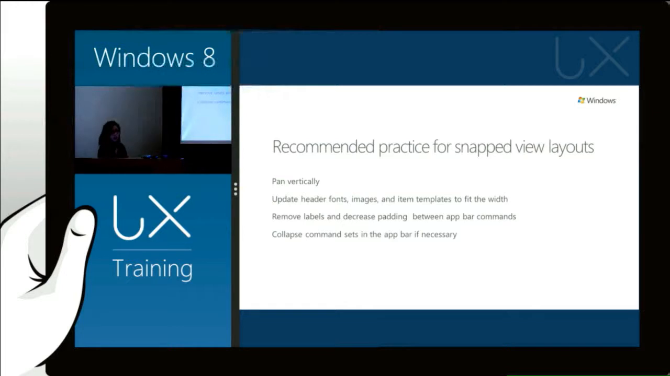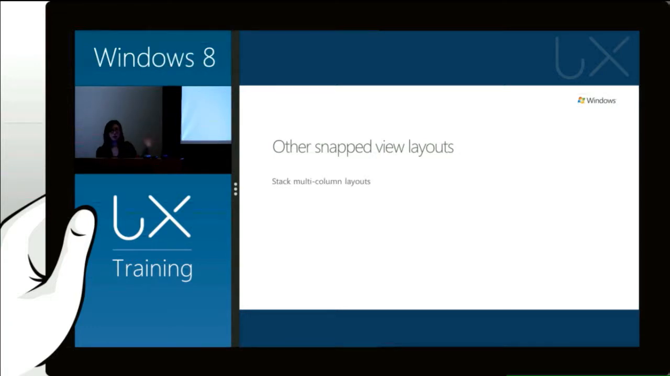And so just a summary of some recommended practices when you're designing snap view layouts. In general, like I said, we want you to pan vertically because we think that that is a much more user-friendly way to get to a lot of content in this long and skinny aspect ratio. Make sure you update header fonts, images, and item templates to fit into this particular aspect ratio, this fixed width. Remove labels and decrease padding in your app bar. If you use the app bar control, this actually comes to you for free. And finally, if it makes sense, collapse command sets in the app bar if necessary.